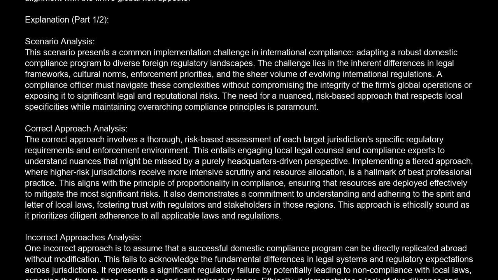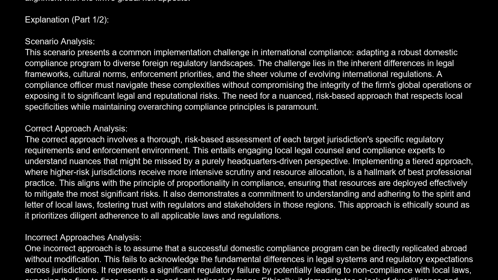Incorrect approaches analysis. One incorrect approach is to assume that a successful domestic compliance program can be directly replicated abroad without modification. This fails to acknowledge the fundamental differences in legal systems and regulatory expectations across jurisdictions. It represents a significant regulatory failure by potentially leading to noncompliance with local laws, exposing the firm to fines, sanctions, and reputational damage. Ethically, it demonstrates a lack of due diligence and respect for foreign legal frameworks.